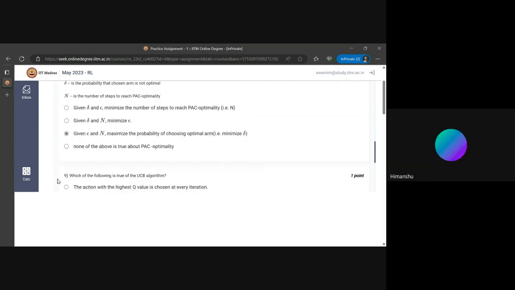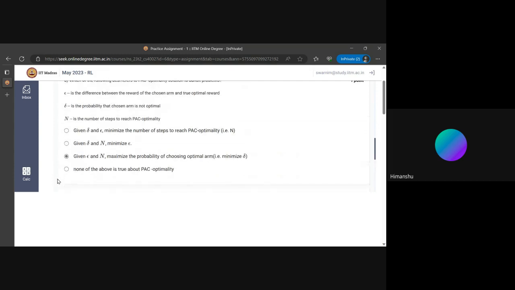Sir, but the given answer is the first one: given delta and epsilon, minimize the number of steps to reach PAC optimality. You are right. But the definition itself states PAC means we have to maximize the probability, right? Yeah, let me check on this one. I think it's a straightforward conclusion from Sir's slide.